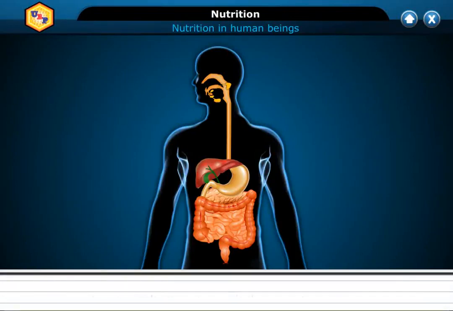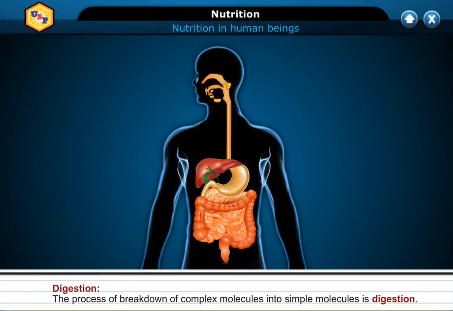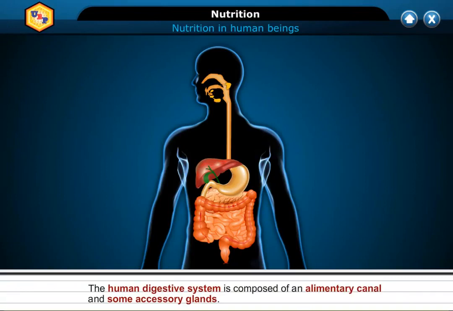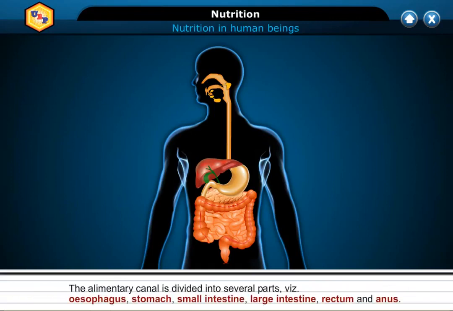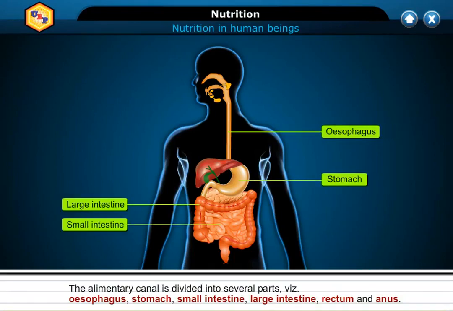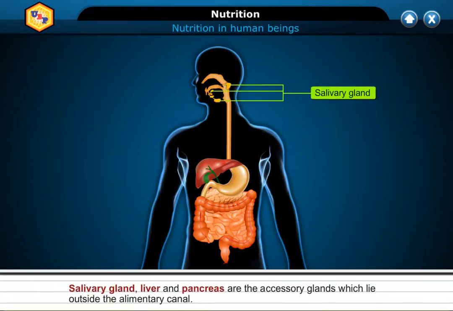Nutrition in human beings. Digestion, the process of breakdown of complex molecules into simple molecules, is digestion. The human digestive system is composed of an alimentary canal and some accessory glands. The alimentary canal is divided into several parts, viz. oesophagus, stomach, small intestine, large intestine, rectum, and anus. Salivary glands, liver, and pancreas are the accessory glands which lie outside the alimentary canal.